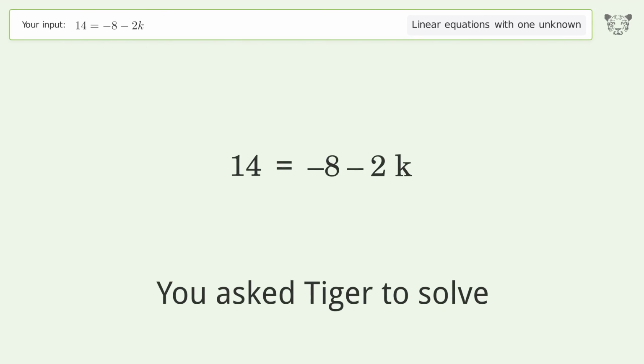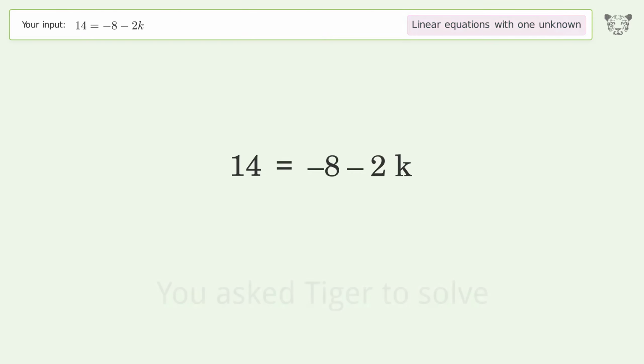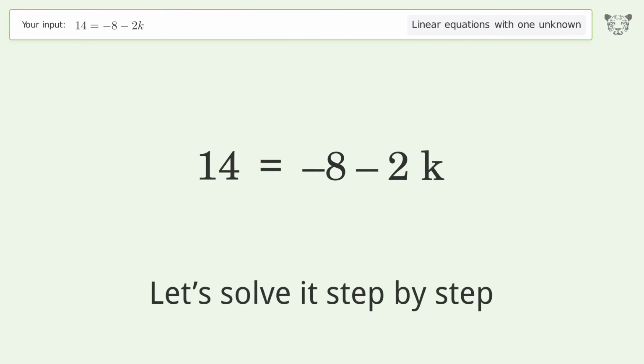You ask Tiger to solve. This deals with linear equations with one unknown. The final result is k equals -11. Let's solve it step by step.